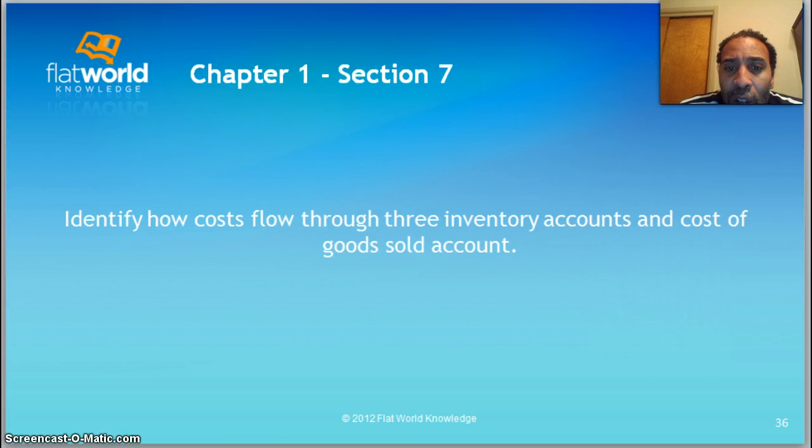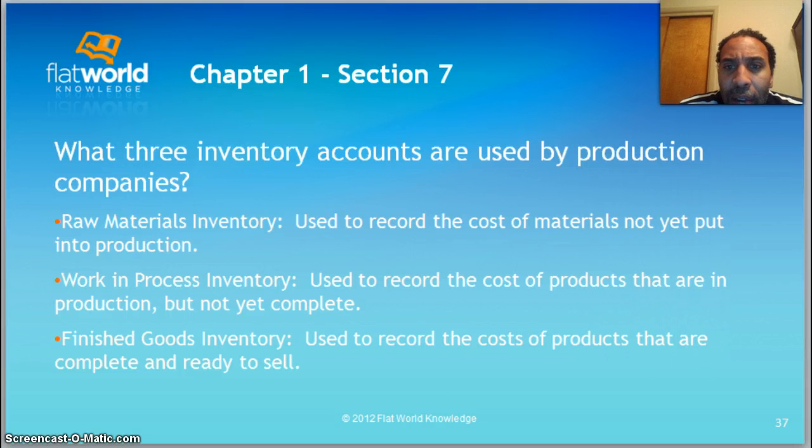So identify how costs flow through three inventory accounts and the cost of goods sold account. What three inventory accounts are used by production companies? Raw materials, right? You have to have raw materials, especially in things like construction. Raw materials inventory is used to record the cost of materials not yet put into production. So I buy 3 tons of wood. That's raw material. It's not put into production. It's sitting over there in the corner. This is my raw materials inventory.